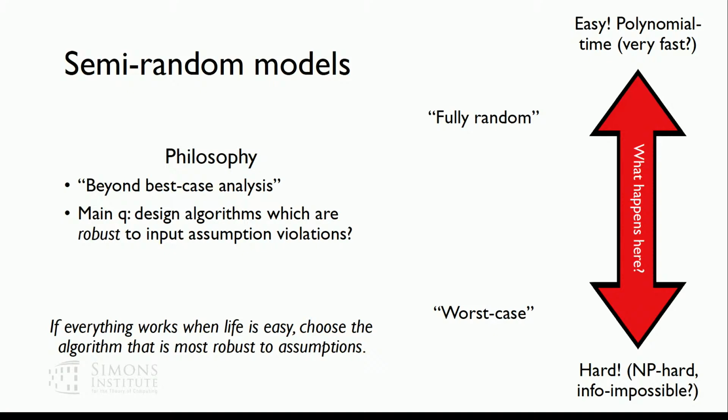So it's asking what happens in this intermediate regime where you don't have the fully best case assumption, but maybe you still have enough information in your instance to solve the problem information theoretically. Can we design algorithms which compete with the ones that work in the fully random setting? So the motto is, if everything works when life is easy, but we want to solve problems where life isn't so easy, we want to design an algorithm that is the most robust to the structural assumptions we're actually using in the problem.